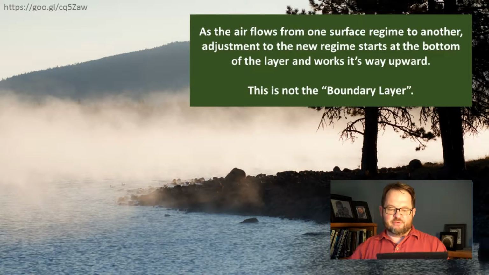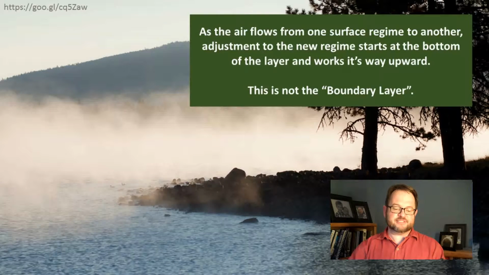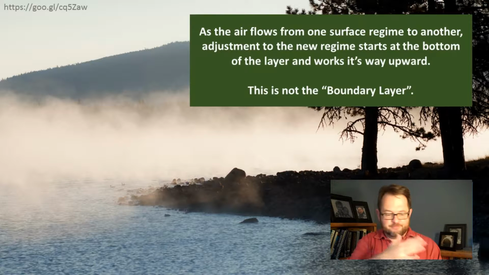And here's a good example of that. Here is flow coming from the land toward a lake, and as the air reaches the lake and changes from one surface to another, there's a very different roughness length, a very different evaporation rate, a very different heat flux, and so on, and you can see the atmosphere is adjusting. In this case, part of how it's adjusting is that it's starting to develop fog.